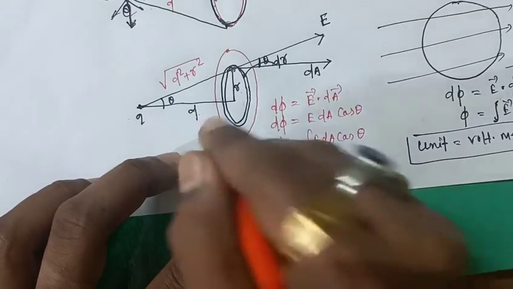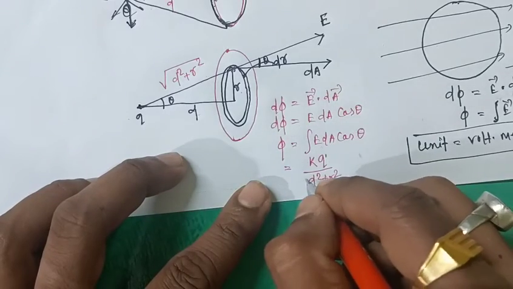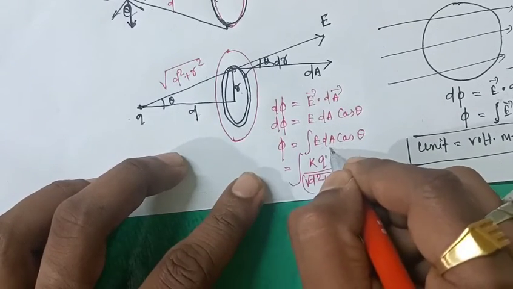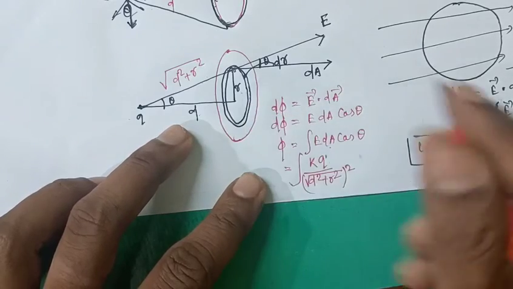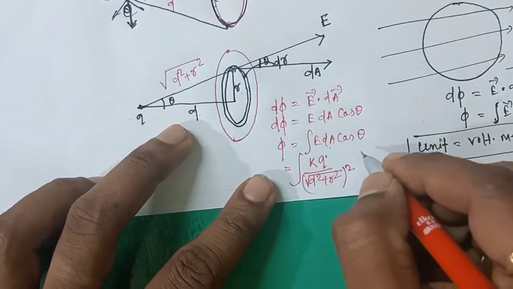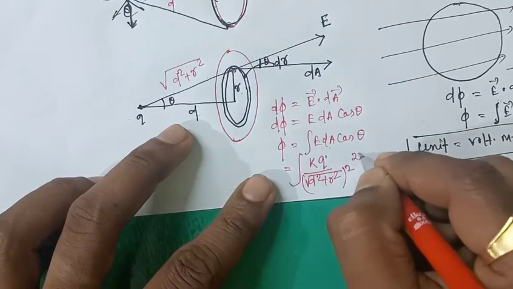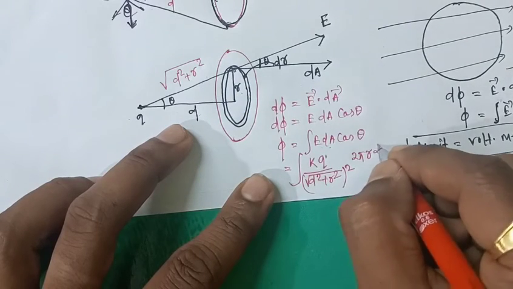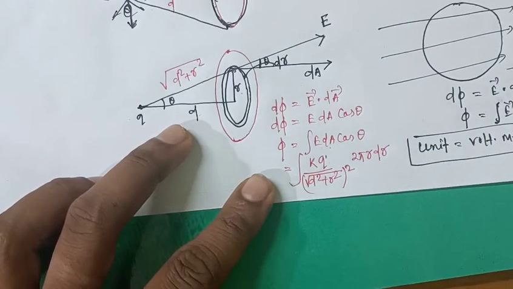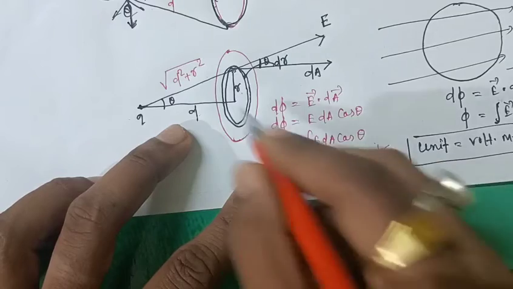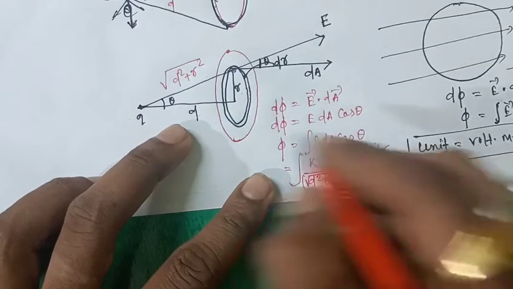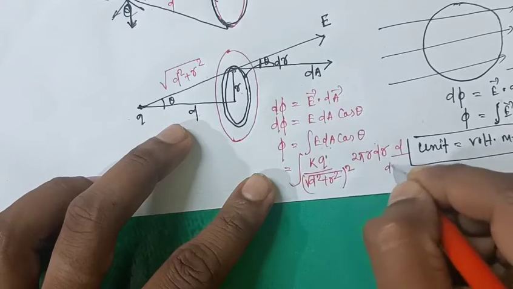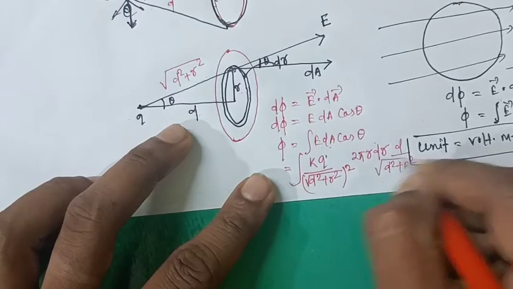Square up square, it will give you only these things, which I am writing like this. And what is the elementary area? Elementary area is nothing but perimeter into thickness. Perimeter is 2 pi r, and this thickness is dr. And cos theta is here. If I write cos theta, what is the expression? That is d upon root over d square plus r square.